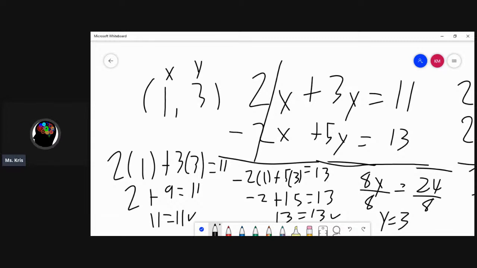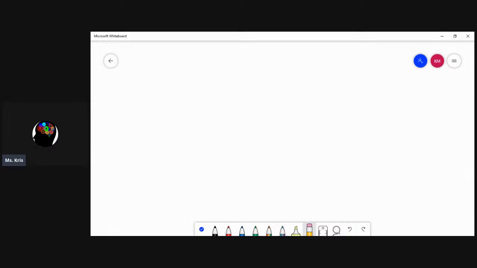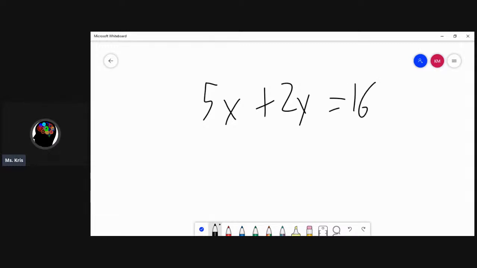Now, what if you don't have the eliminating numbers to eliminate your x or your y? How do you get those numbers? Well, you can get it by multiplication. So, there is a way of eliminating where you have to do some type of multiplication. Say, for instance, you have 5x plus 2y, and that equals 16. Also have 3x minus 4y, and that equals 20.